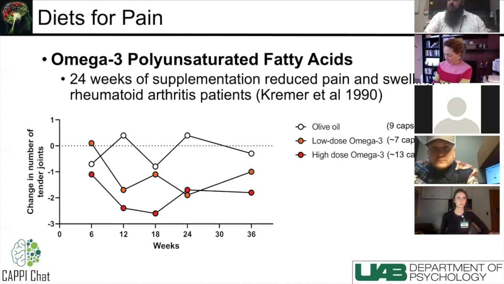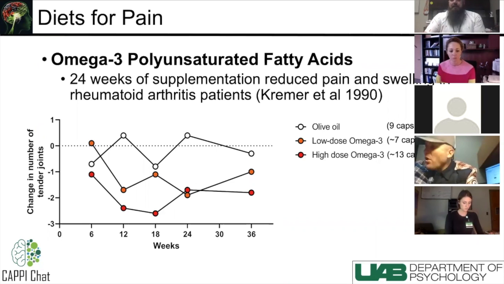And you can see that by 12 weeks, they were starting to see reductions in number of joints. And so you're getting 1 to 2 less tender joints after 12 weeks, and that tended to persist for the study, down to about one less every time it was assessed. If you doubled that dose, so these people were taking roughly 13 to 14 capsules a day, even by 6 weeks, you start to see a significant decrease. So 1 less joint. By 12 weeks, we're down in the 2 to 3 range, and it stayed at that level, around 2 less tender joints throughout the study.